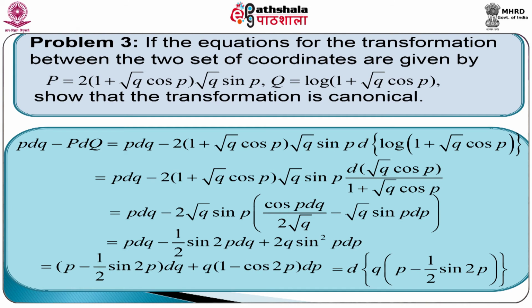Now, we have small p into d of small q minus capital P into d of capital Q equal to small p minus half sin 2p into dq plus capital Q into 1 minus cos 2p into dp, which can be written as given in the right hand side portion in the differential form d of q into small p minus half sin 2p. So, the given transformation is canonical.